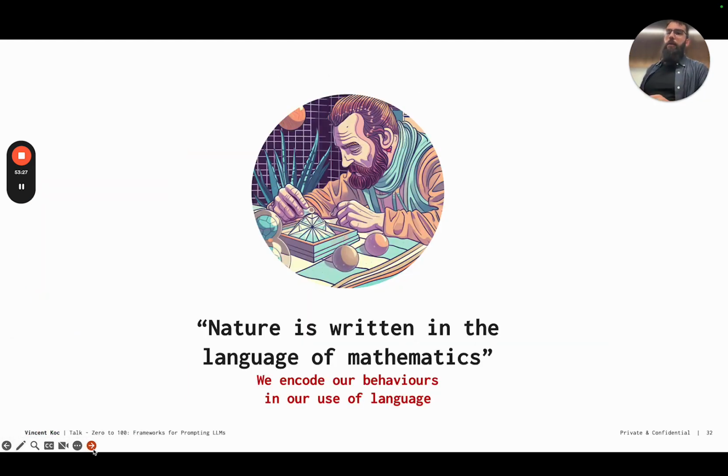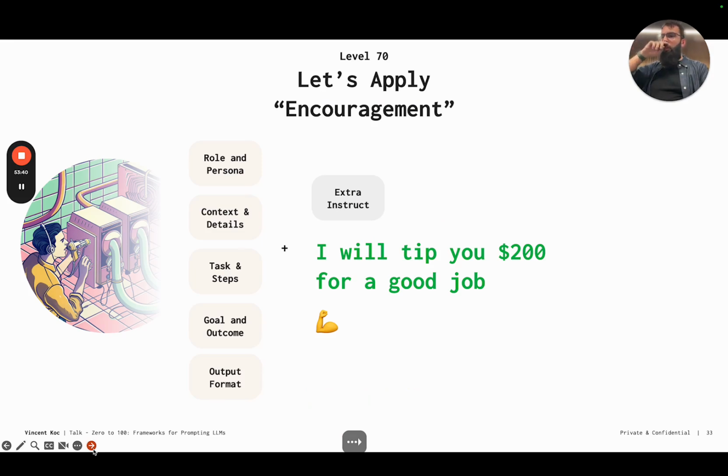So going back to that, nature is written in the language of mathematics. We encode our behaviors in our use of language. I remember I mentioned this to you before. So we've got our framework. It's going really well. But what else can we do? Well, we can encourage people. This one surprisingly works really, really well.